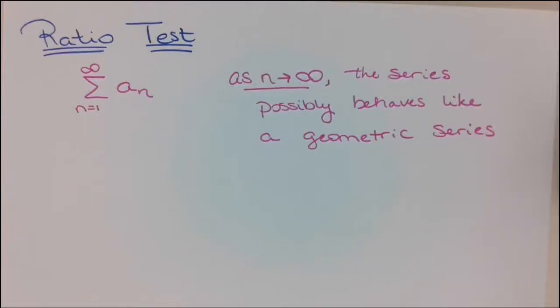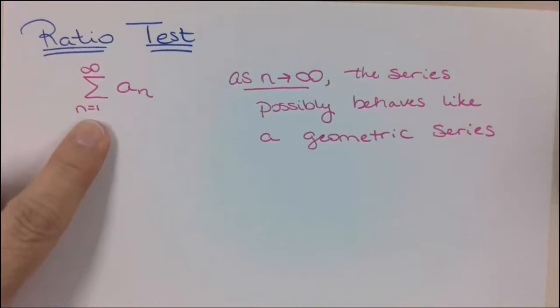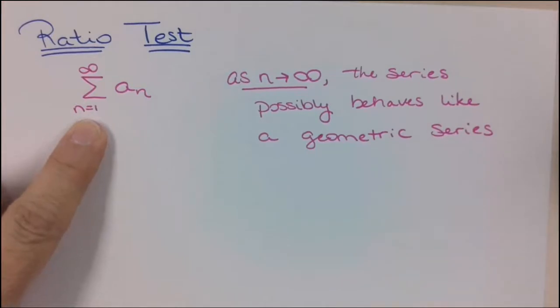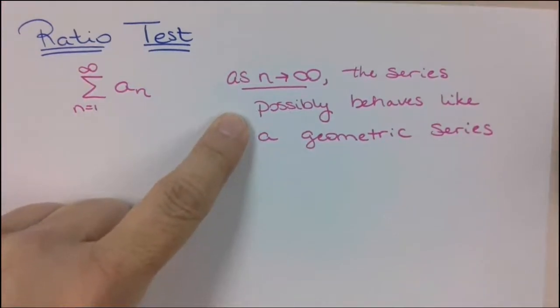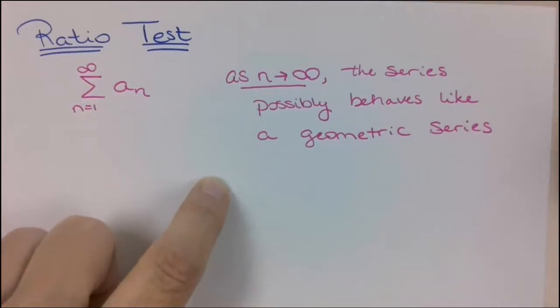In this video, we're going to look at the ratio test as yet another tool that we can use to potentially determine convergence or divergence of an infinite series. The ratio test is built on the idea that if I have an infinite series, a sub n, then as n goes to infinity, the series possibly behaves like a geometric series.